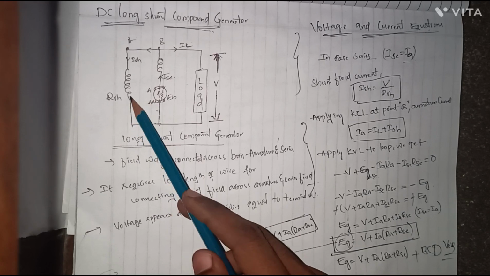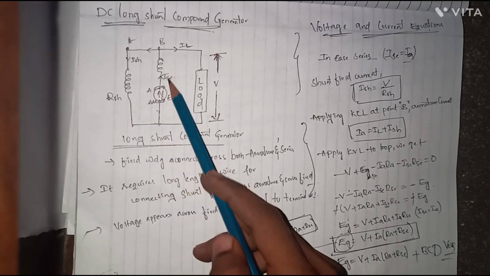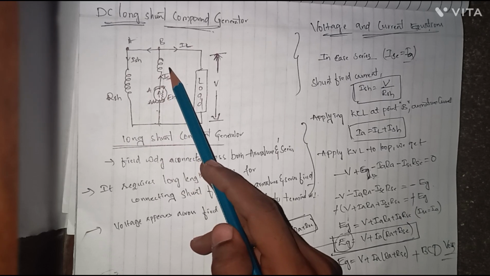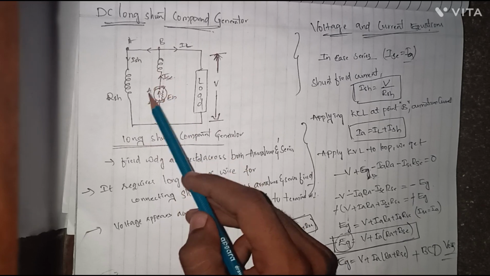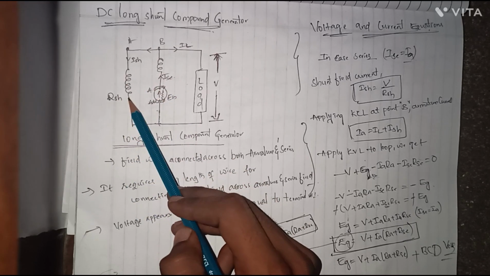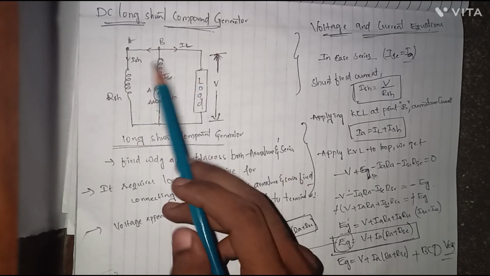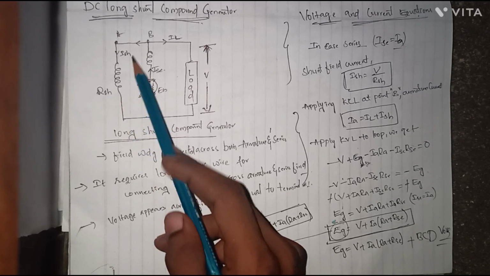The shunt field winding resistance is connected across both the armature and the series field resistance. This field resistance is connected across the series field resistance and armature. So the voltage that appears across the shunt field resistance is equal to the terminal voltage of the generator. Next, it requires a long length of wire for connecting the shunt field resistance.